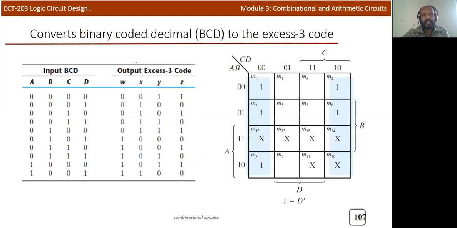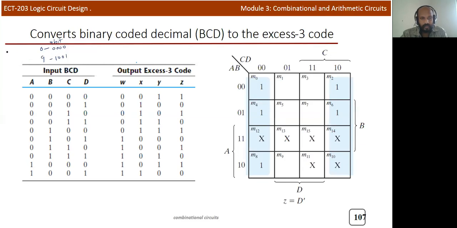Now we'll discuss another concept: BCD to XS3 code. Let me explain what I mean by BCD. BCD means the binary code for the decimal numbers 0 to 9. It's a 4-bit binary equivalent. So 0 can be directly written as 0000, 9 can be 1001. And BCD code is actually 4-bit.